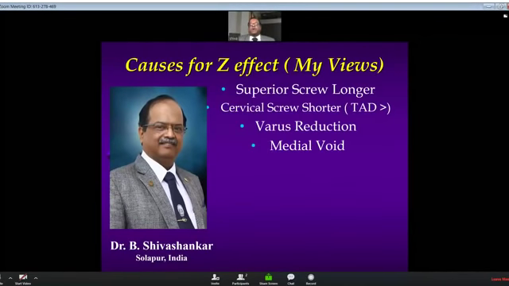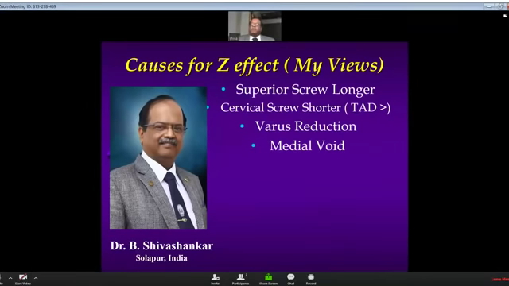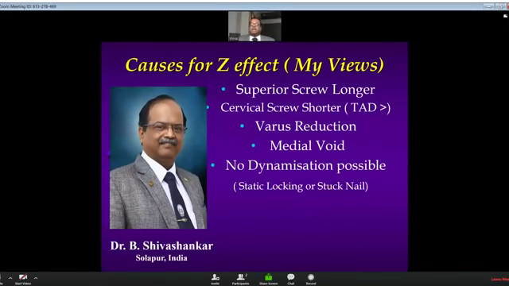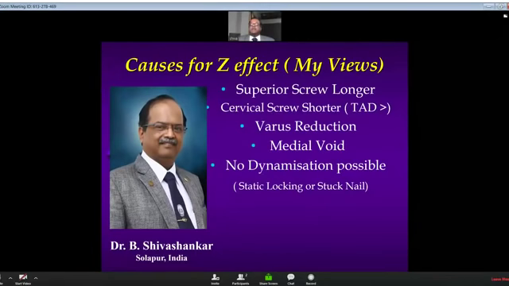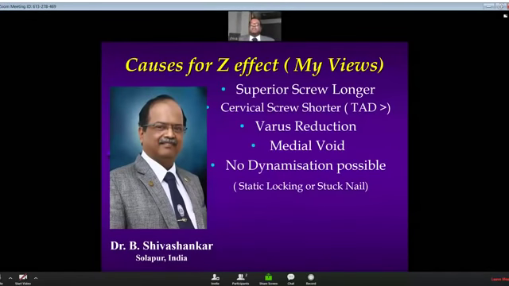Fourth is the medial void. Varus and medial void both work almost similarly. Next is when no dynamization is possible, or static locking has been done, or a thick nail has been used, which is stuck in the medullary canal or in the isthmus.